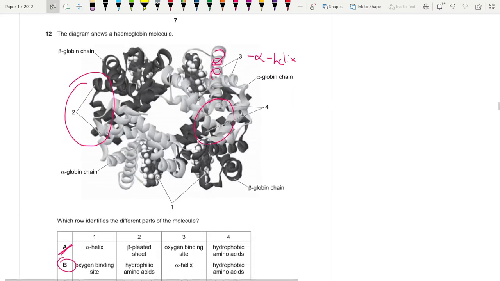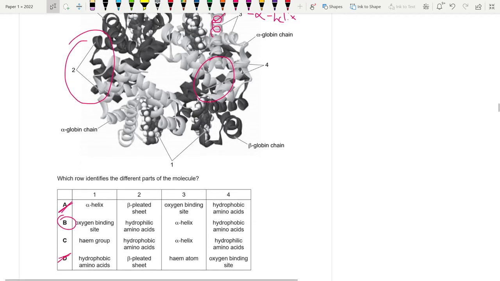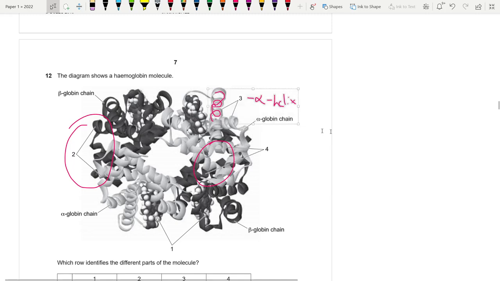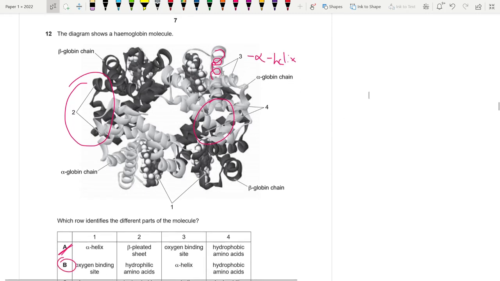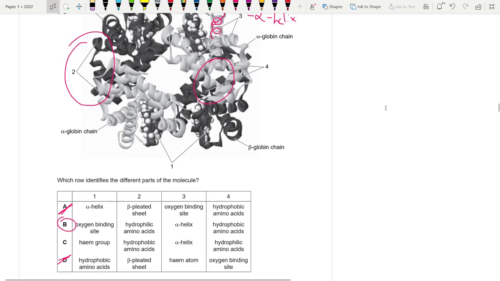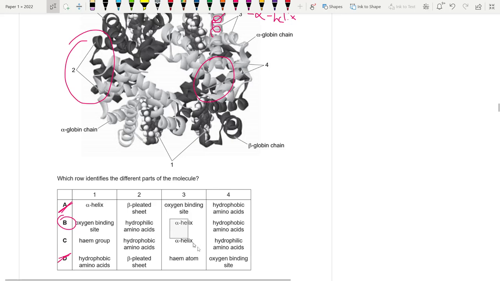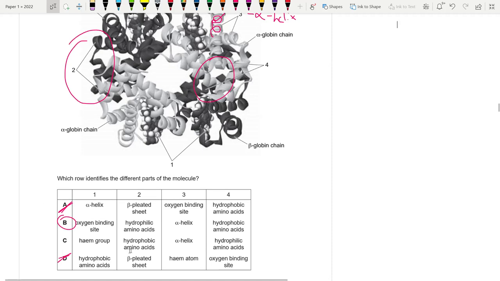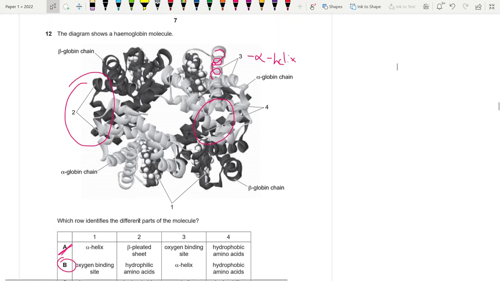12. The diagram shows a hemoglobin molecule. As you can see, we can see the alpha helices properly, right? Hemoglobin is a globular protein composed of 2 alpha and 2 beta globin chains, which identifies different parts of the molecule. Okay, let's see. 3 is clearly an alpha helix. You guys need to understand that, okay? 3 should be an alpha helix. So clearly, since they've labeled the alpha helix in 3, A and D are excluded, okay? So what about the other parts?